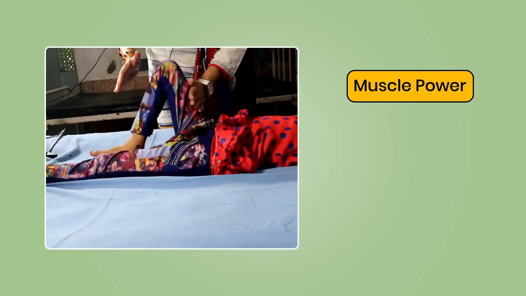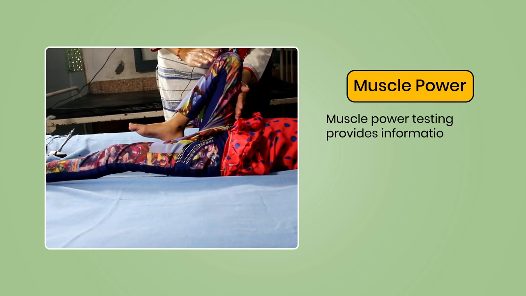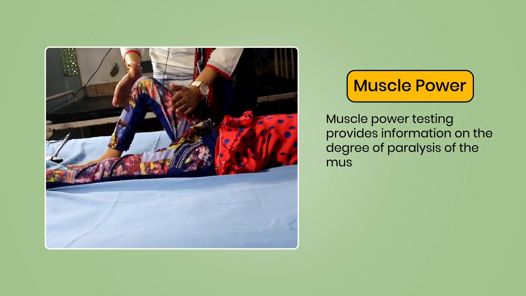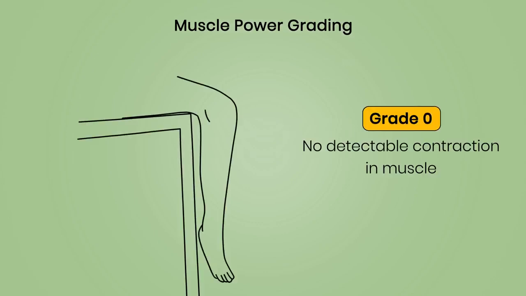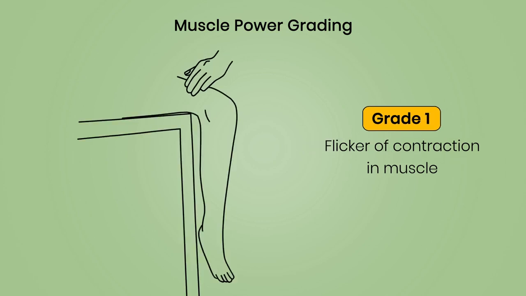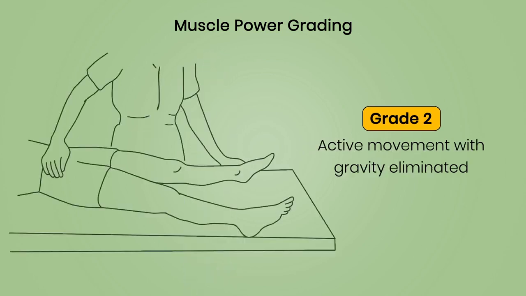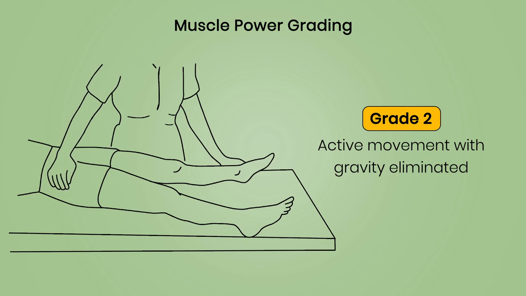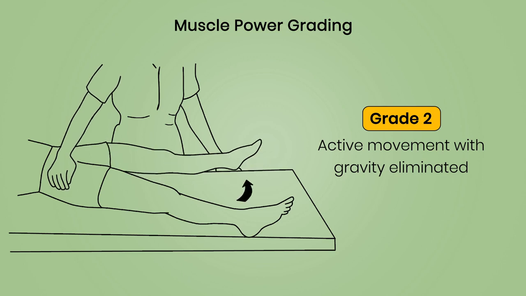Muscle power. Muscle power testing provides information on the degree of paralysis of the muscle or muscle group. Muscle power can be classified into the following grades. Grade 0. No detectable contraction in muscle. Grade 1. Flicker of contraction in muscle. Grade 2. Active movement with gravity eliminated.